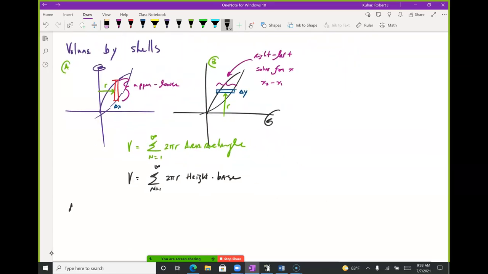And so again, for case A, we're going to have volume equals 2 pi times the integral of, oh, I forgot that, a to b here and c to d here, right? So 2 pi integral from a to b of x times y2 minus y1 dx.